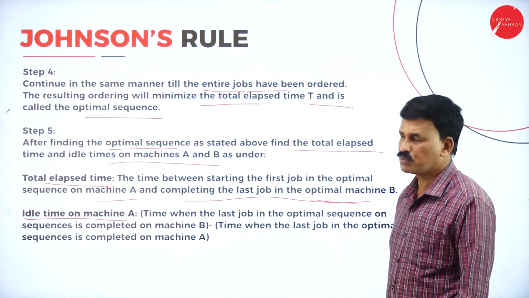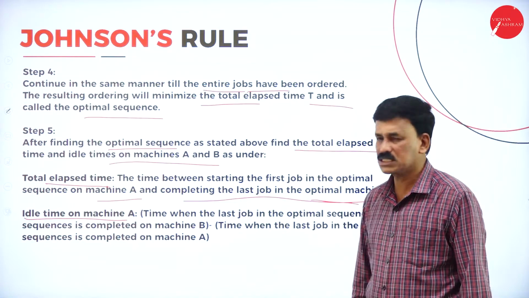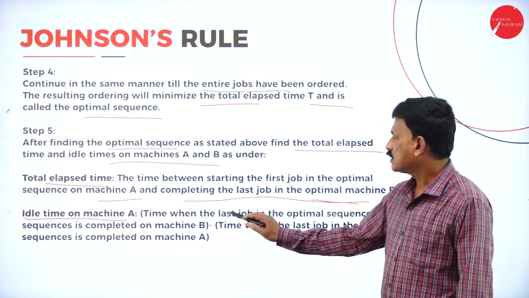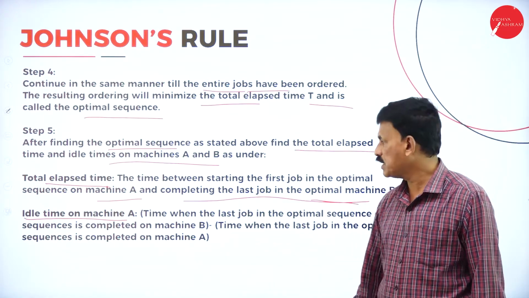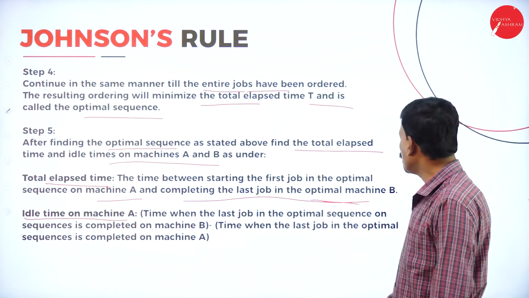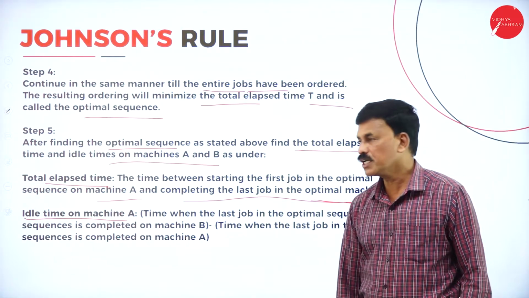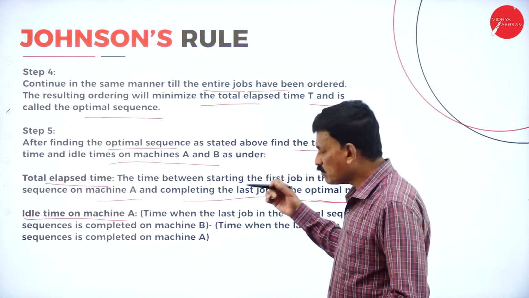So, in the sequencing problem, we are going to find the total time lapse as well as the idle time. Idle time on machine A is nothing but the time when the last job in the optimal sequence is completed on machine B minus the time when the last job in the optimal sequence is completed on machine A. Similarly, the idle time for machine B.